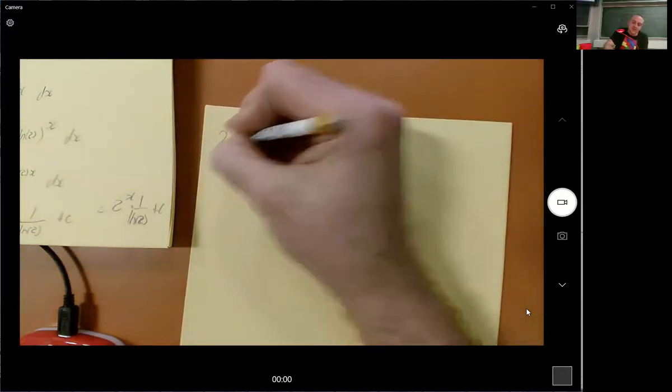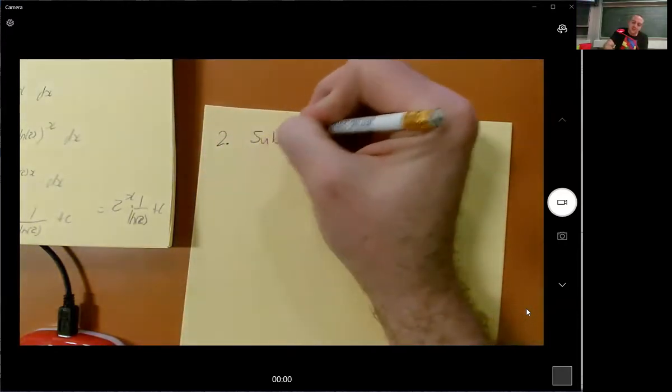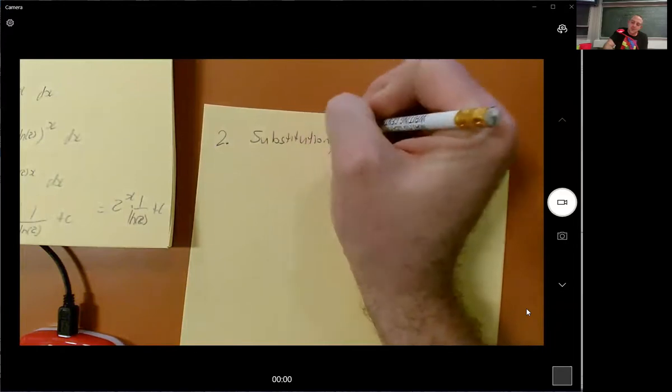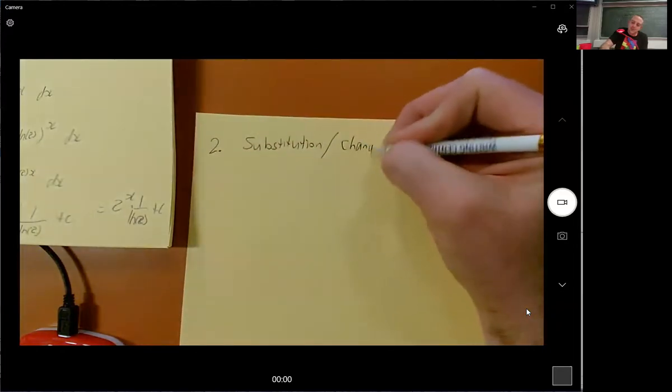All right, so technique 2 is substitution, which your lecturer calls change of variables.